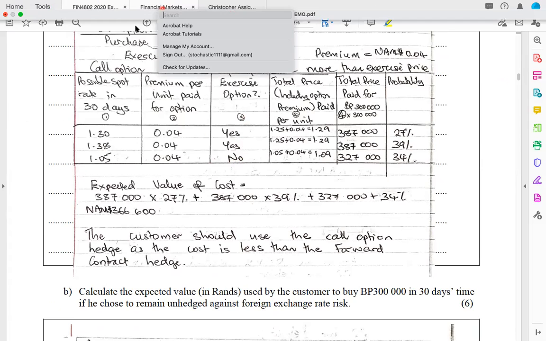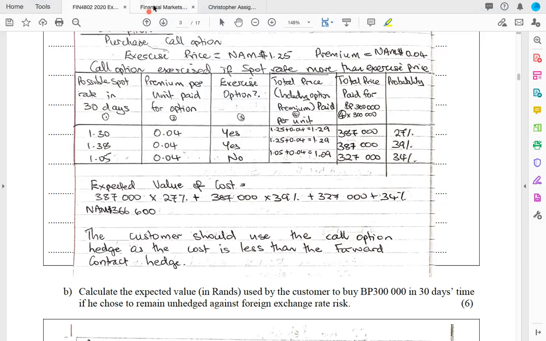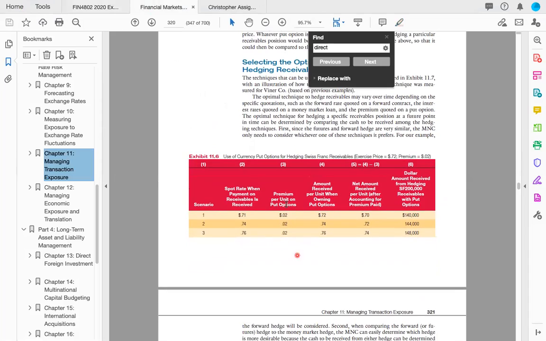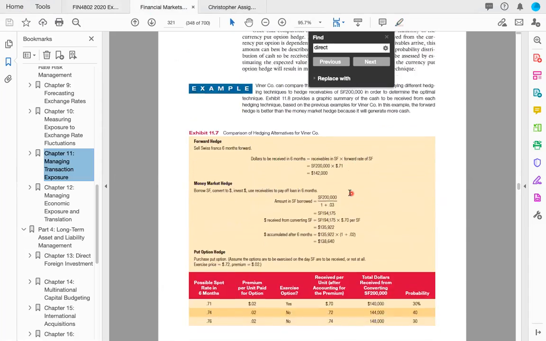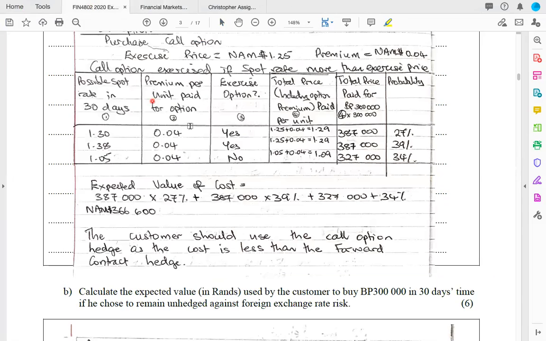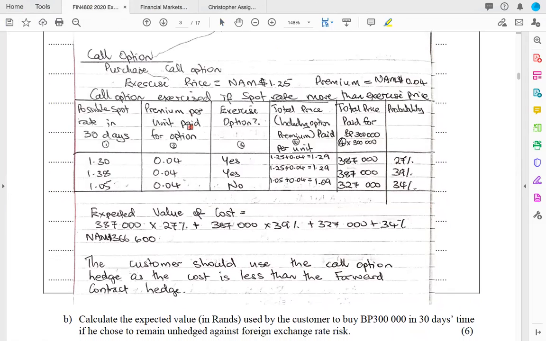So with the put option, you would use a put option if you are hedging trade receivables. Like I keep saying, go through this example. If you're hedging trade receivables, you would use a put option. It's illustrated here, whereby you would exercise your put option if the exercise price is more than the possible spot rates. So that's also important. But that would be if you are hedging trade receivables.